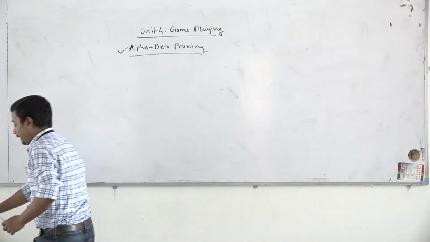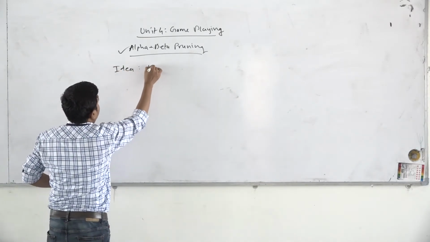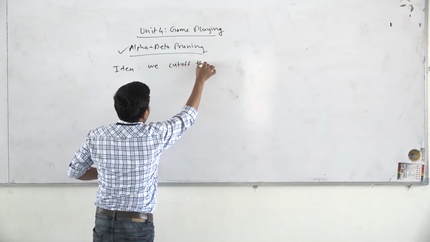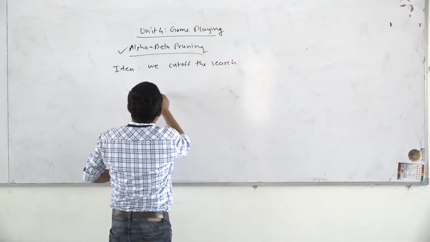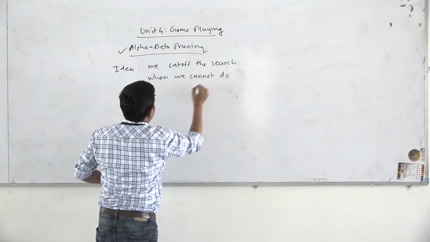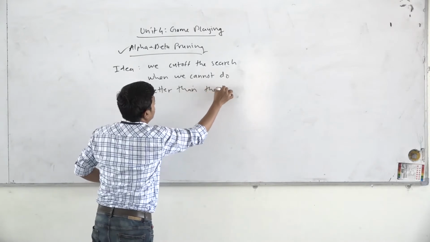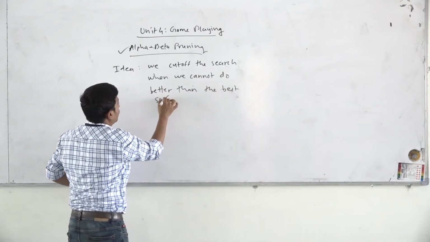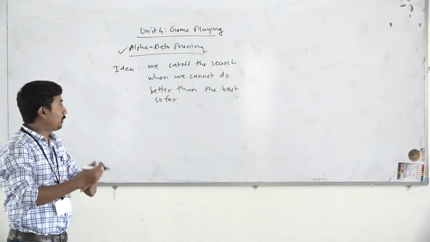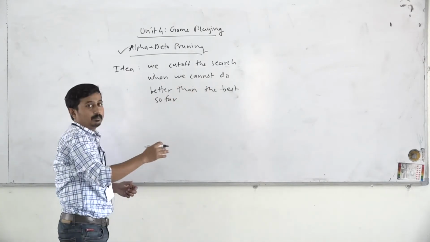What is the main idea of alpha beta pruning? Remember this statement: we cut off the search when we cannot do better than the best so far. Remember this line, we cut off the search when we cannot improve our result.